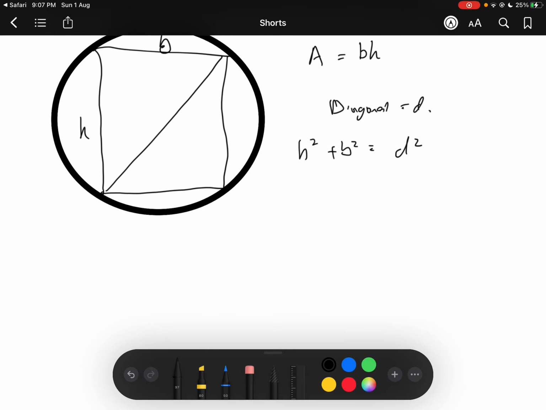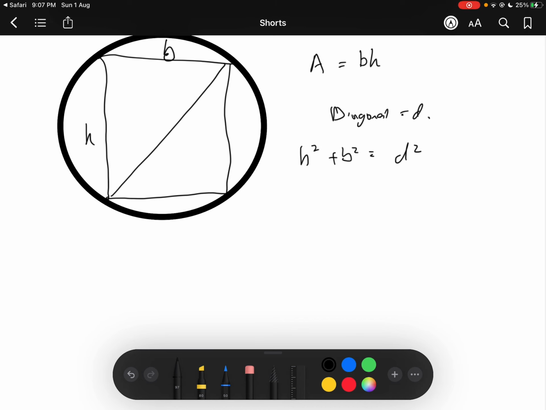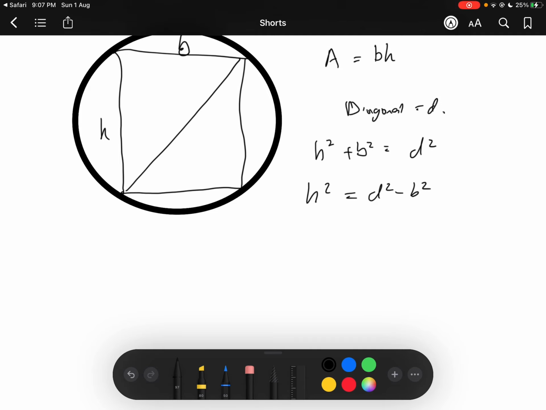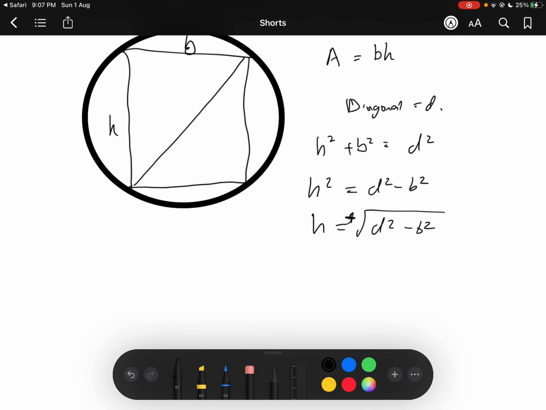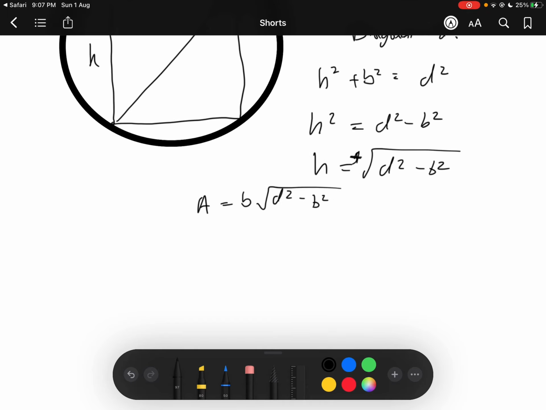And we can make any one of these variables in terms of each other. It doesn't matter which one you choose, but in this case, I'll choose h squared equals d squared minus b squared. So h equals the square root of d squared minus b squared, and it's the positive square root since height is a positive number. So the area is equal to the base multiplied by the height, and we can move the b inside the square root so we don't have to use the product rule.